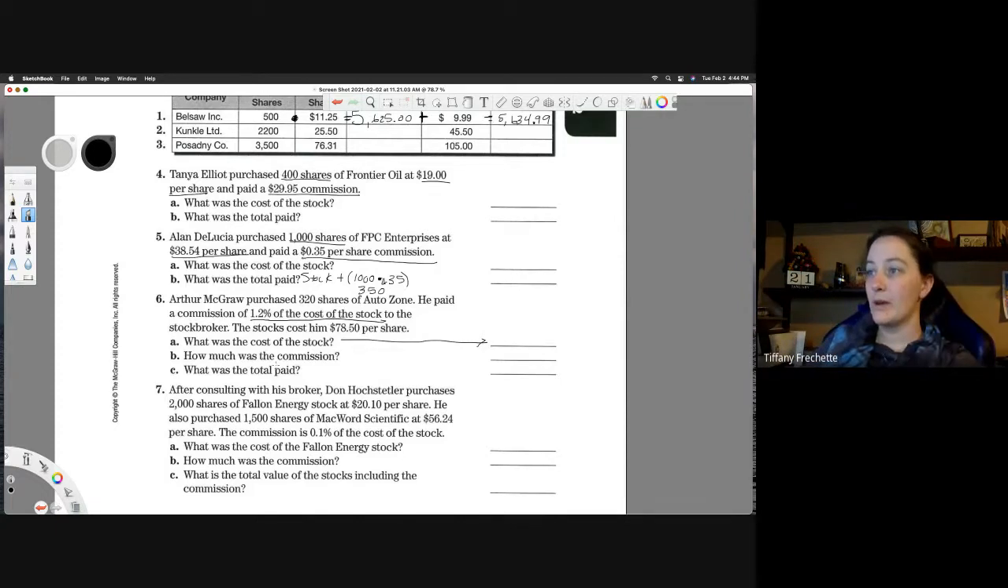And then what was the total paid? Again, you just add how much you paid in stock and how much commission, you add those two together, and that's your total cost.